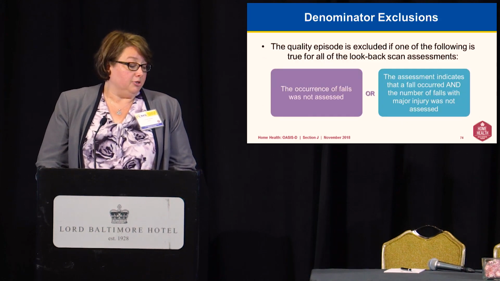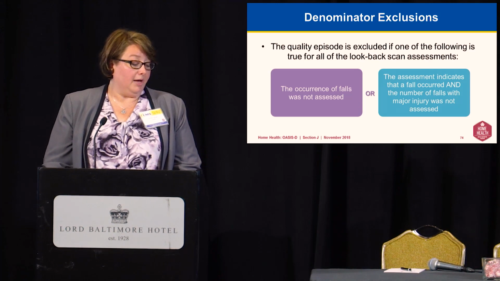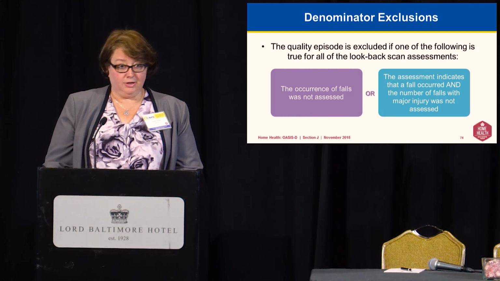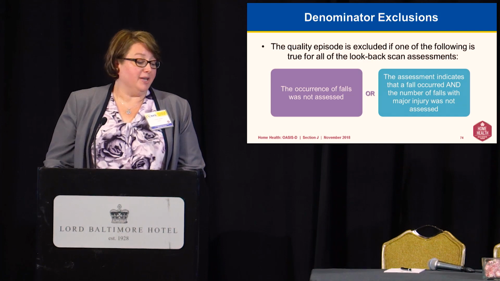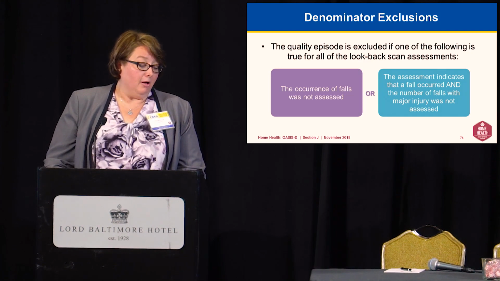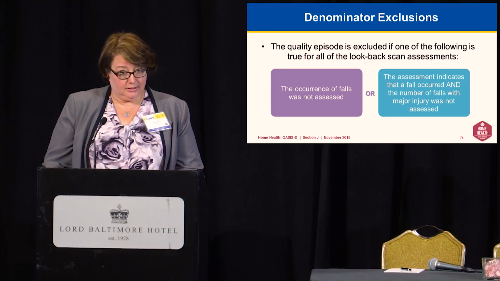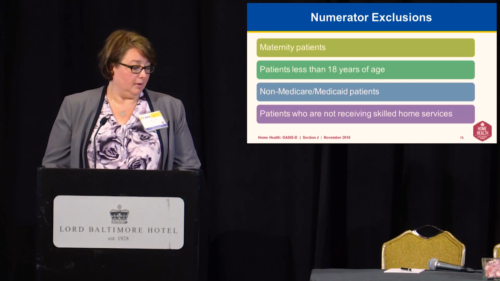The denominator exclusions are quality episodes that were excluded because one of the following is true, okay? Either the occurrence of falls was not assessed, okay? We don't want that, right? Or the assessment indicates a fall occurred and the number of falls with major injury was not assessed. So we have to look at that.